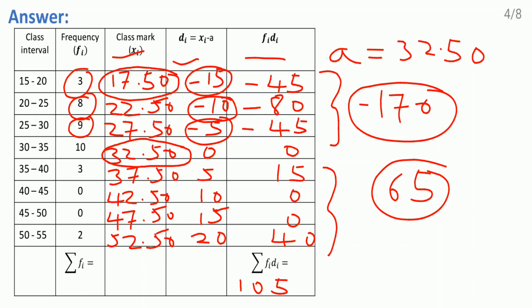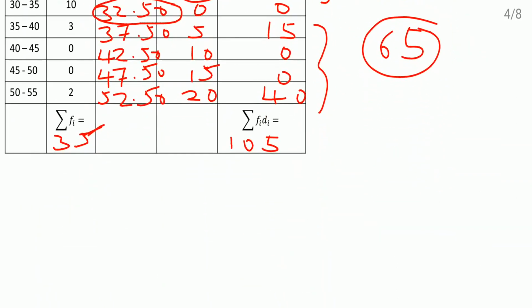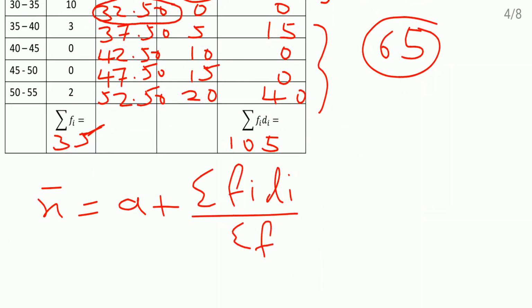This sign is summation sign. Now sum of fi. We'll do the addition of all the frequencies. 3 plus 8 is 11, 9, that is 20, 30, 33 and 2, 35. So this is 35. Now we'll use the formula for assumed mean. So look at the formula here. Formula is A plus sigma fi di by sigma fi.